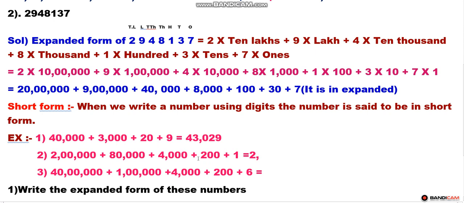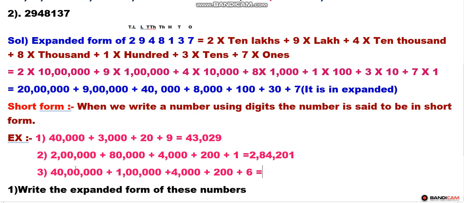It is given question in the expanded form. Yes, you should write the number. How you write? 2 lakhs means 2 lakhs period, comma. Next, 80,000, 4,000. These two digits you should read together in thousands place. So, 84,000, comma, 201. You know how to write 201. 201. Okay, finished. Go for the next example.